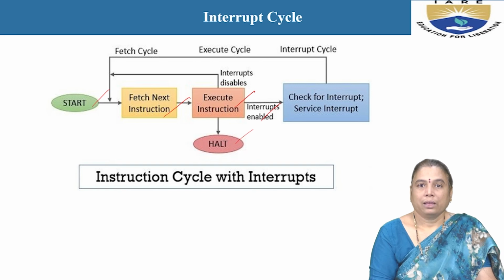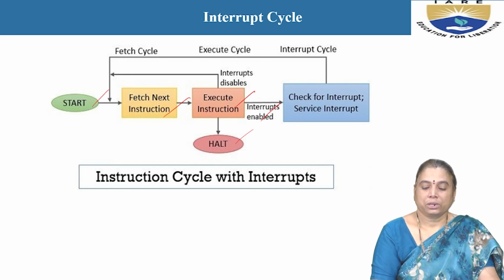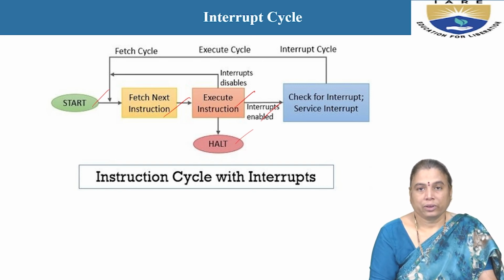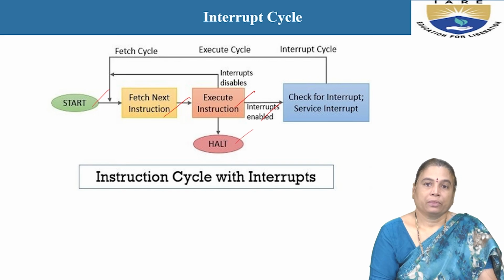So like this, at the end of each instruction execution, the check for an interrupt is done, and if an interrupt is present, then the interrupt service routine can be executed by moving the PC address to the start pointer.